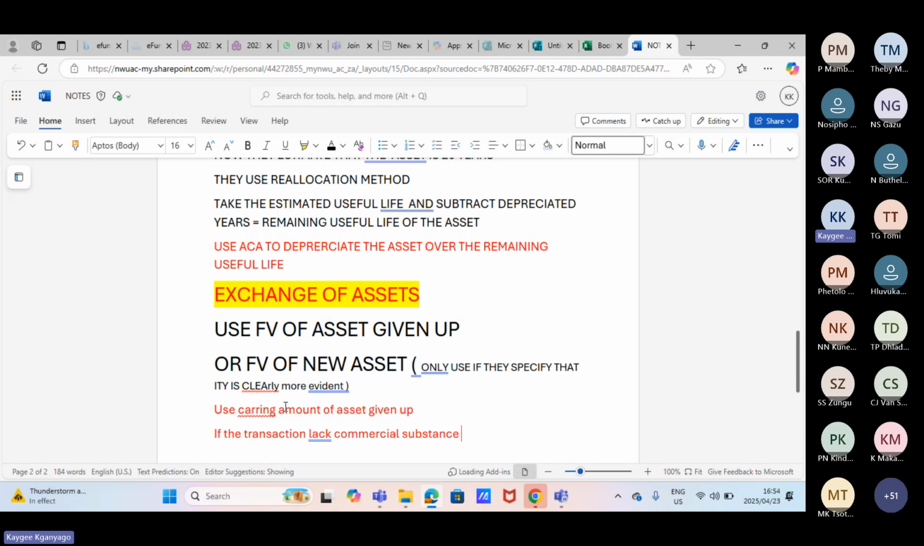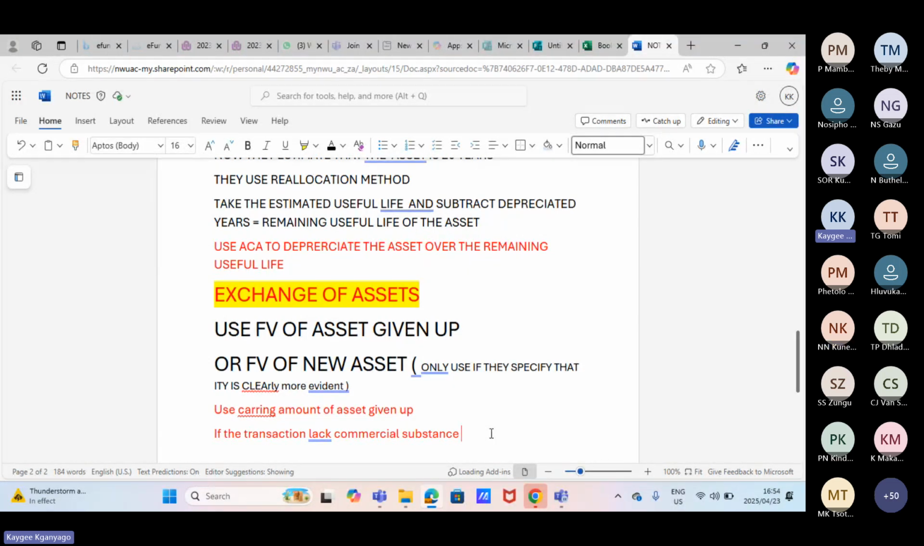I don't know if you get me. Let's say they're exchanging a motor vehicle for a motor vehicle. Can you see it's like similar assets? So it's like the same thing. Oh, okay. So then if it's the same thing, we just use the one that we are giving up.